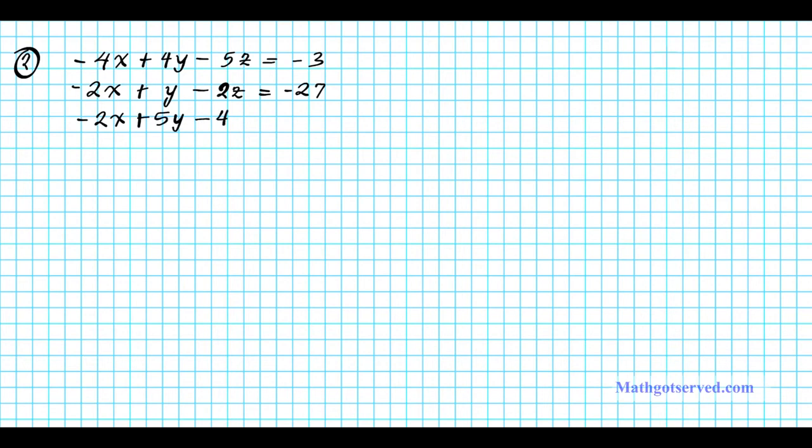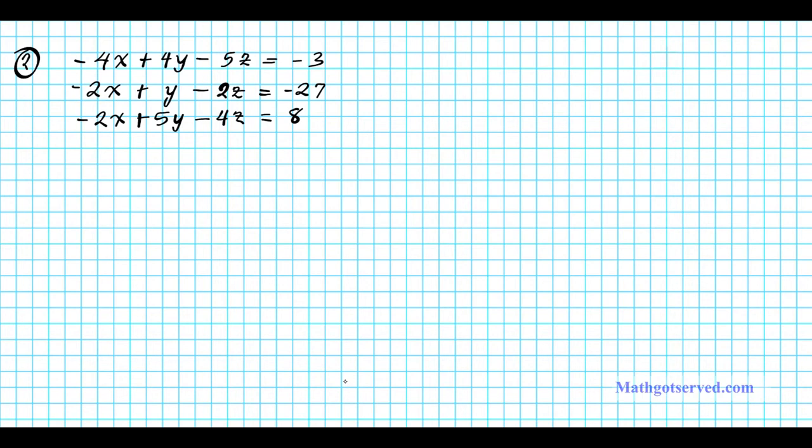All right, let's take a look at question number 2. So for number 2, we have to solve the system: negative 4x plus 4y minus 5z equals negative 3, and then negative 2x plus y minus 2z equals negative 27, and then the third equation, negative 2x plus 5y minus 4z equals 8. All right, so we're going to use the steps that we outlined before we started at number 1.